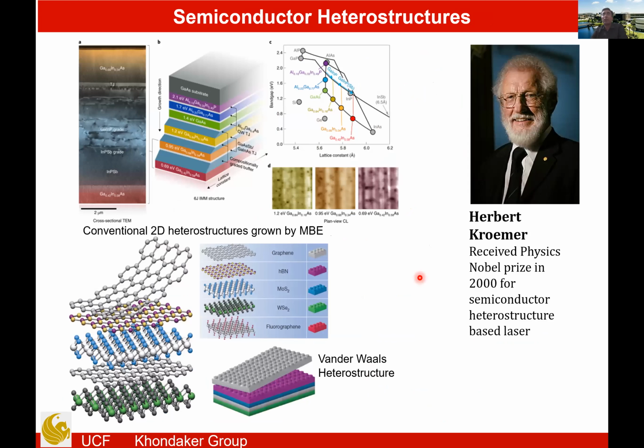So here is a hypothetical example. I'm sure you all know Herbert Kroemer, who received the Nobel Prize for the discovery of the semiconducting laser, and that came from heterojunctions that you grow from molecular beam epitaxy. We also call it a superlattice. And superlattices are especially nice because you can choose materials that have the band offset that you want to have.